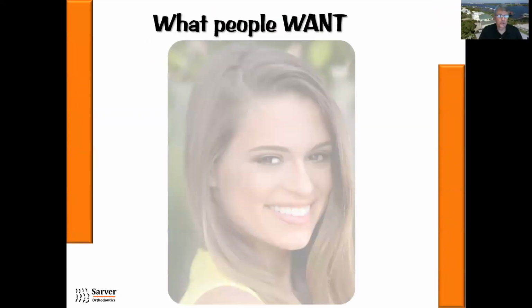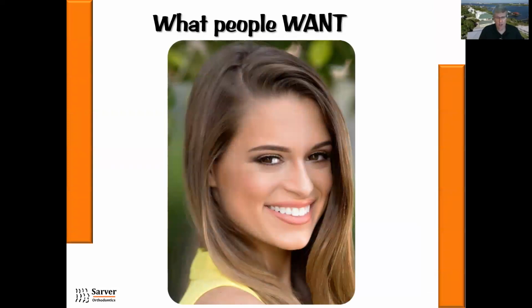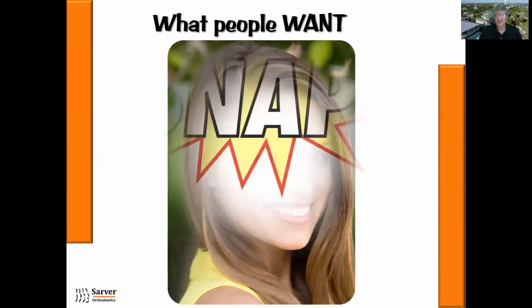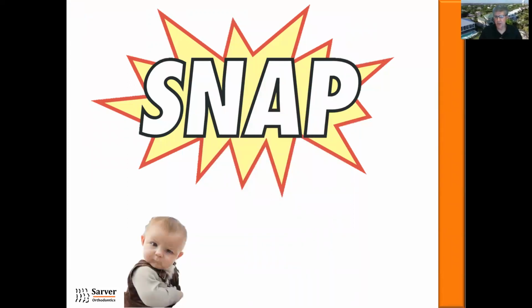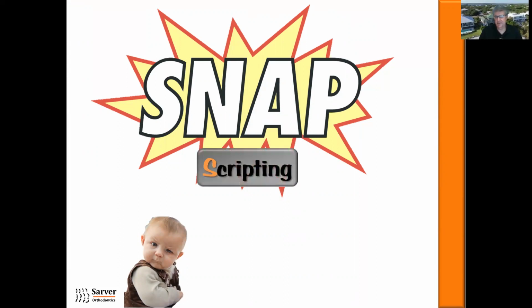In other words, what is it that people want? People want that kind of smile. They want that kind of appearance. Now, this is a young lady I treated, and she's got the right genetic code, and so I just needed to get her teeth straight and stay out of the way of everything else. But that smile snaps. It really leaves an impression on you. What is snap? Let me explain what that is.